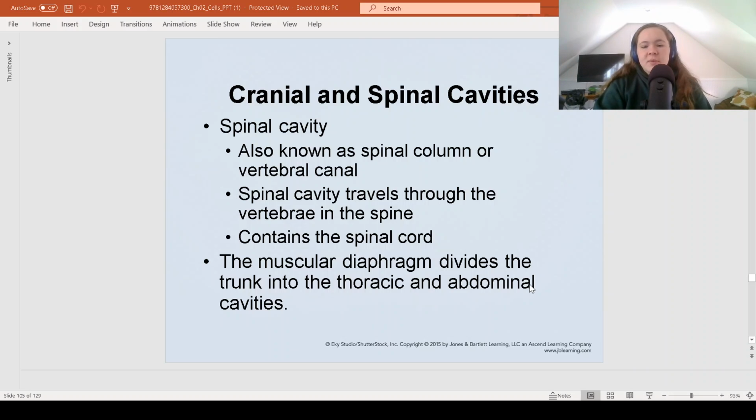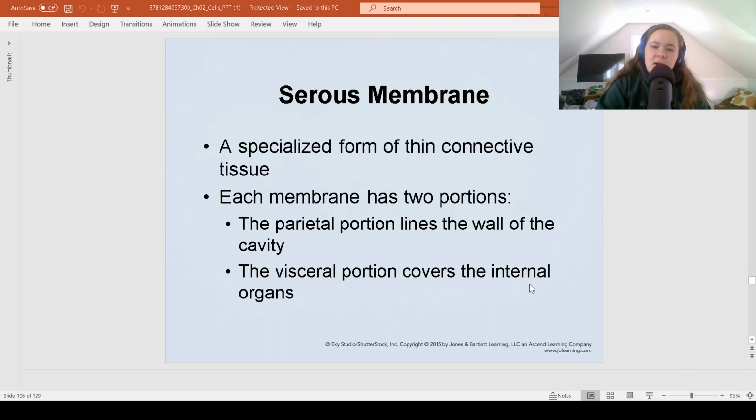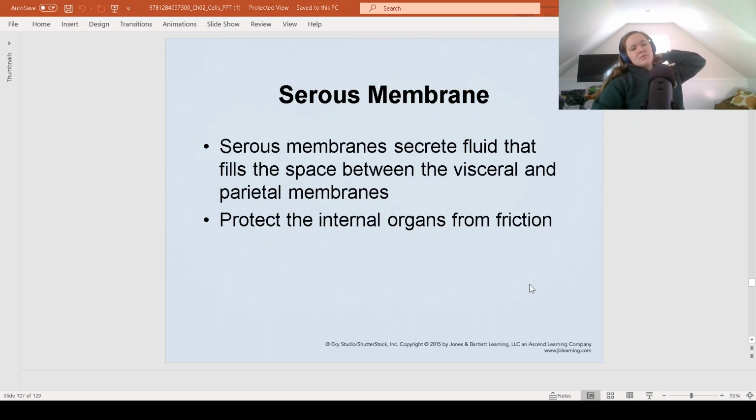The muscular diaphragm divides the trunk into the thoracic and abdominal cavities. The serous membrane is a specialized form of thin connective tissue, and each membrane has two portions: the parietal portion and the visceral portion. The parietal portion lines the wall of the cavity, and the visceral portion covers the internal organs. Serous membranes secrete fluid that fills the space between the visceral and the parietal membranes. This protects your internal organs from friction.